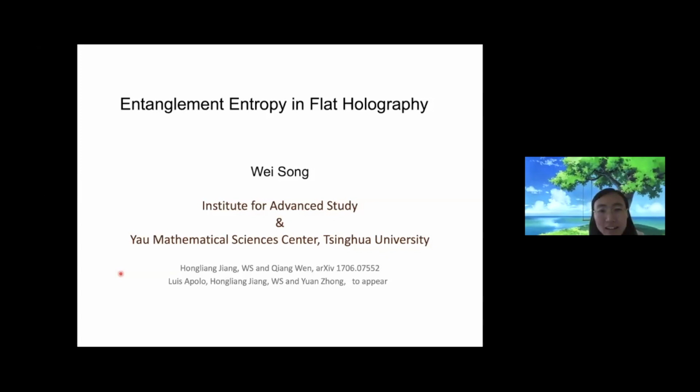Today I'm happy to talk about some understanding of entanglement entropy in the context of flat holography. This is based on some previous papers with my previous postdoc Qiang Wen and with my student Hong Liang, who is now a postdoc at Bonn, and some upcoming paper with my postdoc Louis Apollo and my student Yuan Zhong and also Hong Liang.